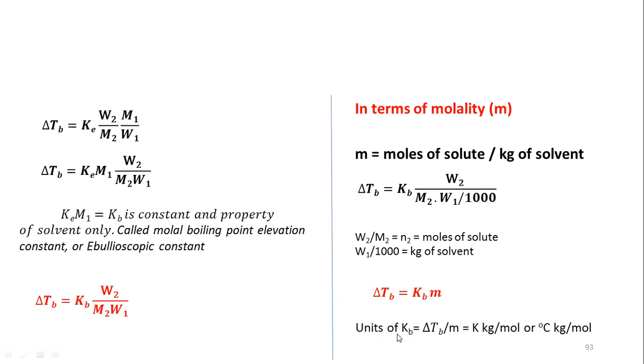Now, what are the units of the Kb? Kb is the molar boiling point elevation constant, and it is simple to calculate the unit, just this would be the delta Tb divided by m. And this elevation in boiling point is simply the change in the temperature, and temperature you can calculate in Kelvin. And the molality is the moles per kilogram. So this is delta Tb divided by m, and this will become kelvin kilogram per mole. Or you can even use centigrade as the unit for the temperature, centigrade kilogram per mole, or Kelvin kilogram per mole. These are the units for the Kb.